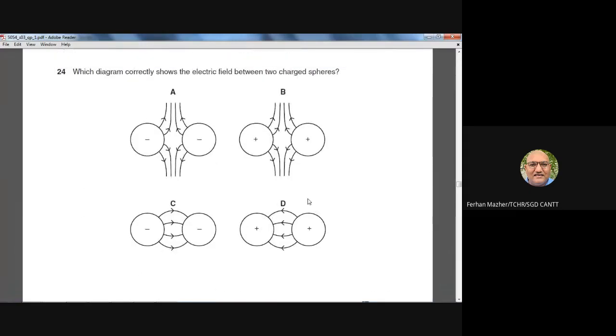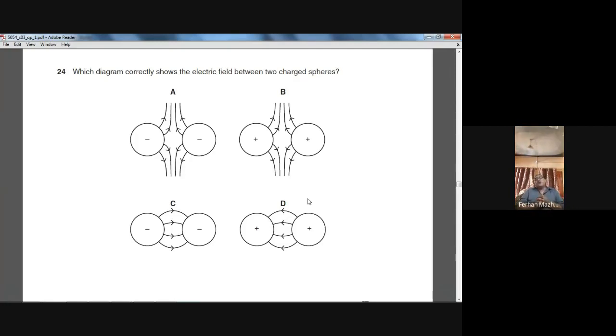Which diagram correctly shows the electric field between two charged particles? The electric field lines from the positive come out, and into the negative they go. So A is clearly wrong, because from the negative, the electric field lines are shown coming out. That's wrong. B is right. From the positive charges, the electric field lines should be coming out, and they do not intersect each other, and they try to avoid each other. B looks the best answer.